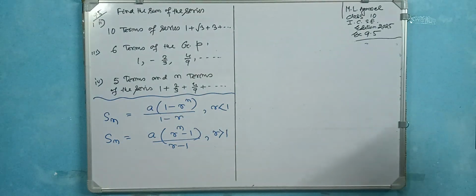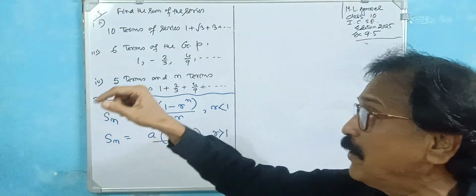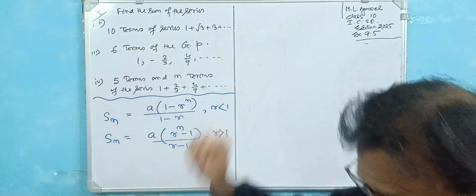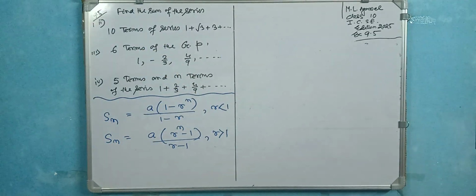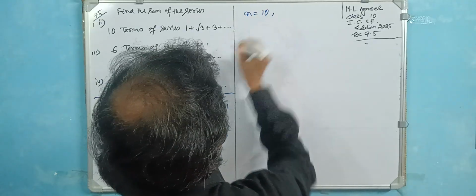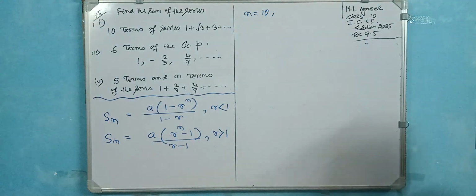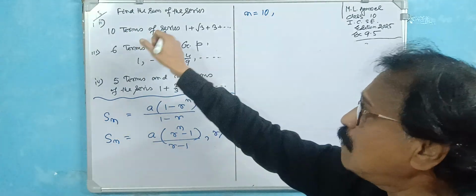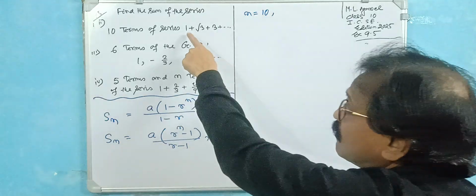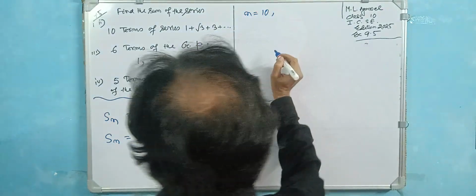Find the sum of the first 10 terms of the series 1, root 3, 3. Find the sum of the 10 terms, that means n is 10. No problem, it is okay. Don't panic to see the sum. The brain is open, be confident in your mind. This is the series: this is the first term, this is the second term, this is the third term. So now n is 10.